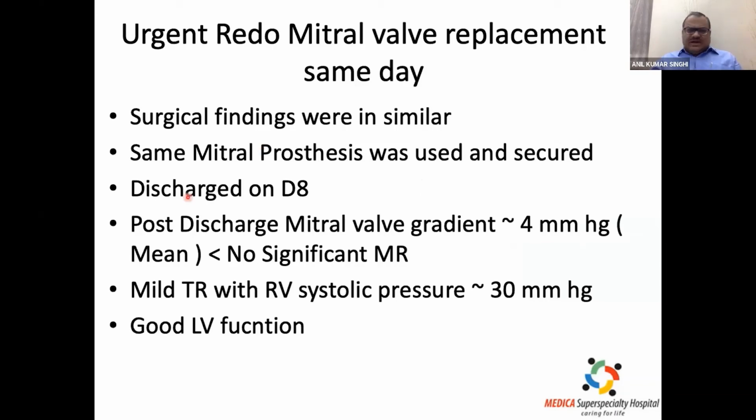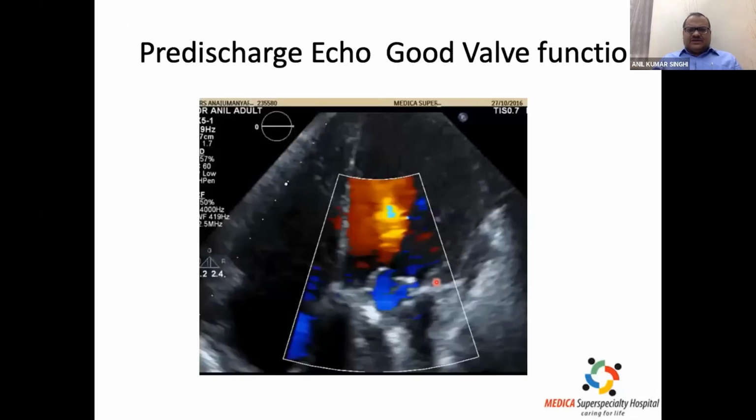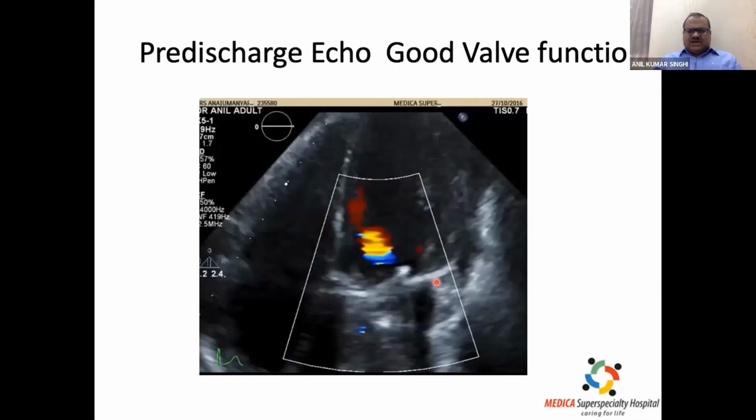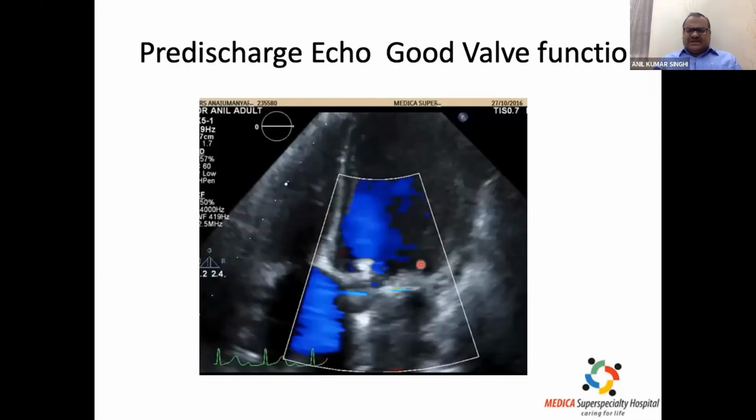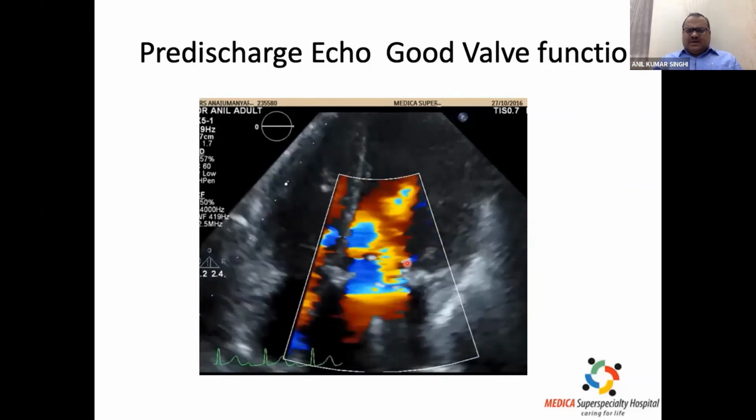So he underwent surgery. They found a similar result to what we communicated. The same mitral prosthesis was reused and secured. He was discharged on day 8. Post-discharge again, a good story: 4 millimeter mean gradient, no PH, and good function. And this is the pre-discharge echocardiogram showing good valve movement, no leak.